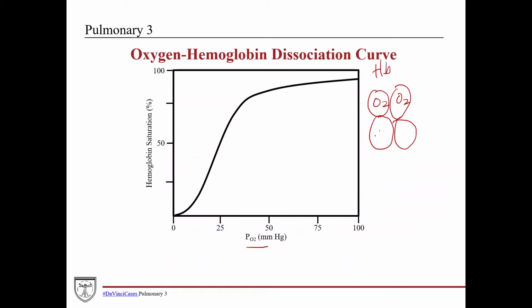And that continues to increase. So as you bind a third, the affinity is even higher. And then when you finally get to the fourth, then you're fully saturated. So that explains why this isn't just a direct linear relationship. This is a sigmoidal shape to this curve.